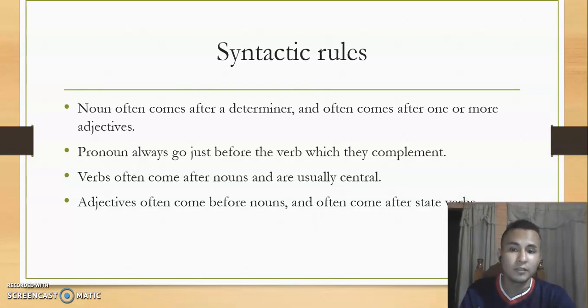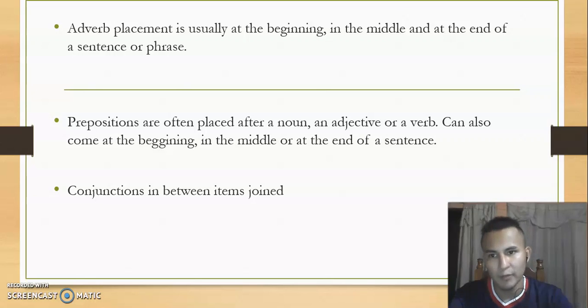A noun often comes after a determiner and often comes after one or more adjectives. A pronoun always goes just before the verb which they complement. Verbs often come after nouns and are usually central. Adjectives often come before nouns and often come after a state verb. An adverb is usually placed at the beginning, in the middle, or at the end of a sentence or phrase.